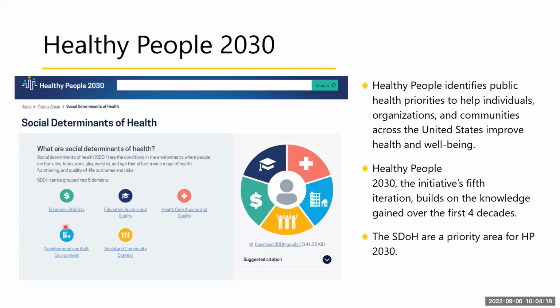All right, so here's Healthy People 2030. It identifies public health priorities to improve the well-being of the United States population. It's in its 5th iteration, and it builds on the knowledge gained over the first 4 decades. For this decade, the 2030s, the social determinants of health are a priority area for Healthy People 2030. This means the federal government and all its entities recognize that these social determinants of health are very important when we're talking about wellness and long-term health.